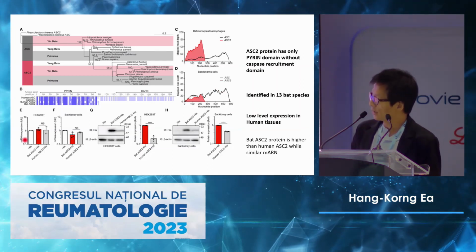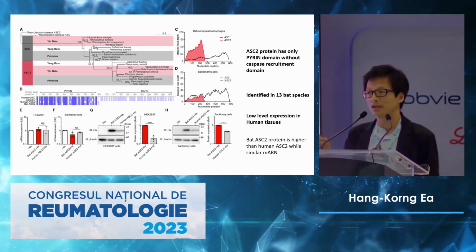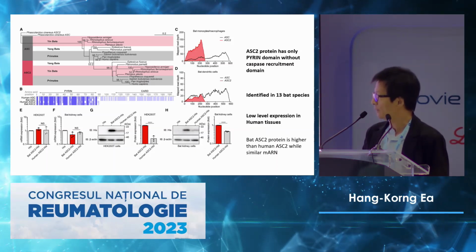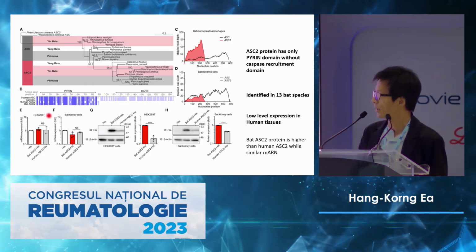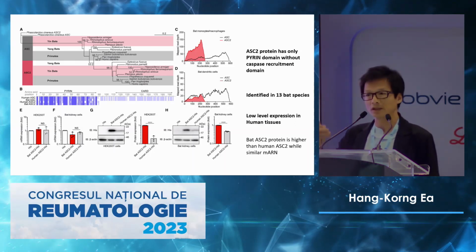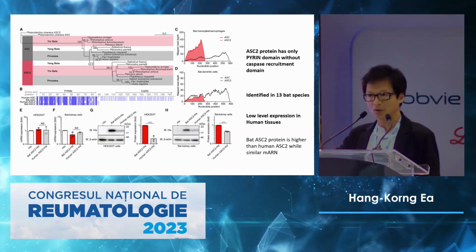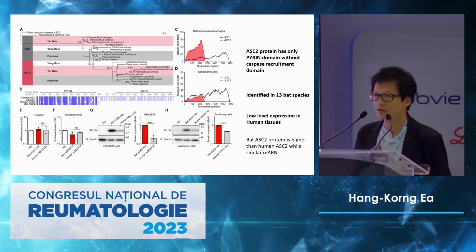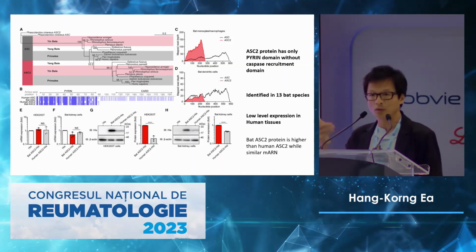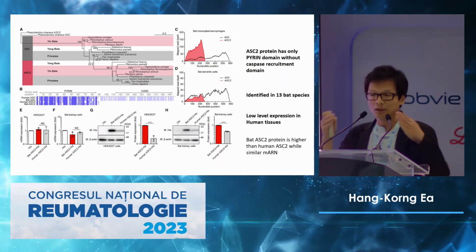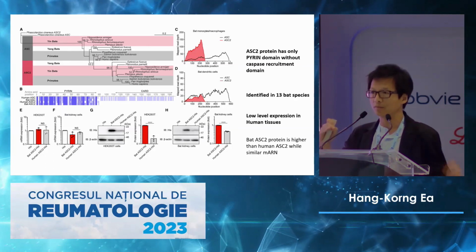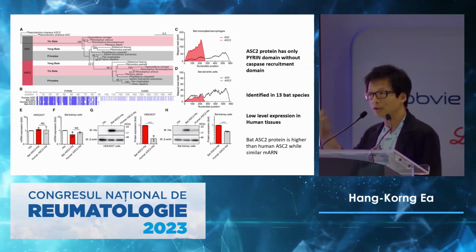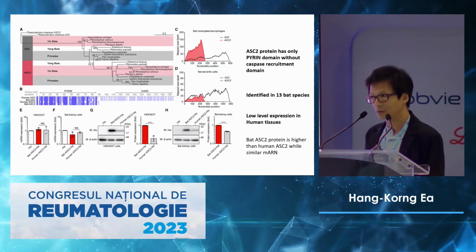And what is interesting is that when you use cellular models and you perform the transductions and evaluate the gene expression of ASC2, the gene expression in bats and in humans is at the same level. But when you look at the protein levels, bat ASC2 protein is very high compared to human ASC2. So you have the same level of gene expression, but the protein expression is very different. So this means that there is a post-translational regulation of ASC2 in humans.